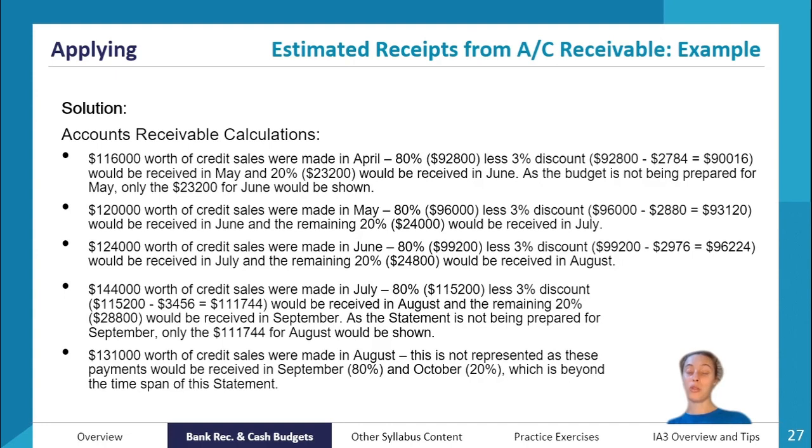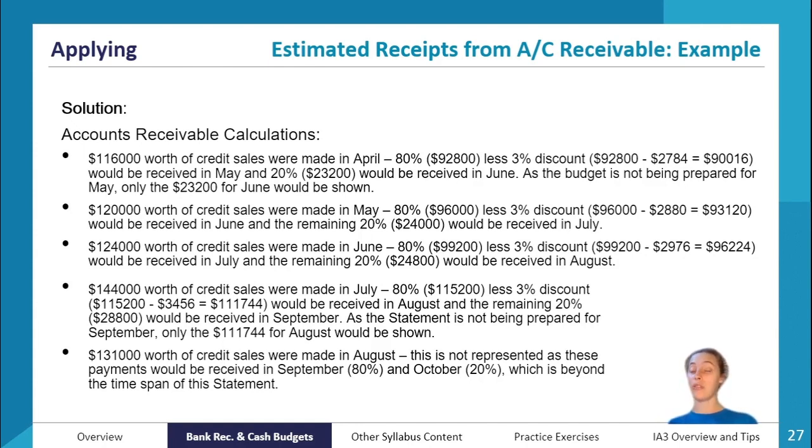And that just makes sure that you are aware of what information is going to be included and what isn't. And you've got that sort of accountability there where you've written it down. And it's that same process for the following months. You were told specifically $120,000 worth of credit sales for May. We've got that 80% and 3% discount, and then the remaining 20% in July.